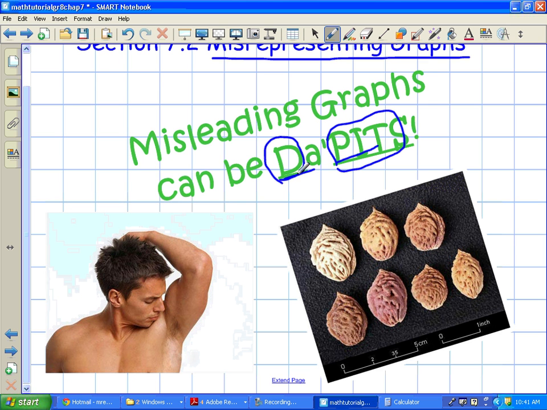So it's D, P-I-T-S. So if you're looking at any kind of graph, you're going to look at how somebody might be misleading you by doing things that start with D, and then P, and then I, and then T, and then S. Now I'll explain what that means in 1 second.